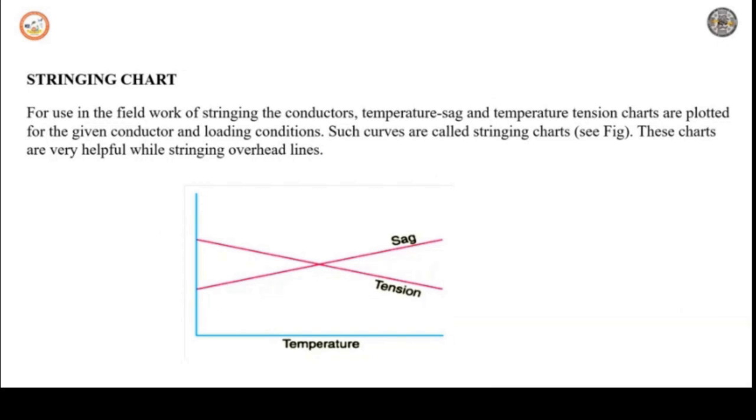The stringing chart, what you are seeing here in the diagram, tells us how the values can be picked from it: for what temperature, what will be the sag and what will be the tension. It can be calculated or extracted. The values can be obtained easily from the stringing chart. So today we have discussed dampers and stringing chart.